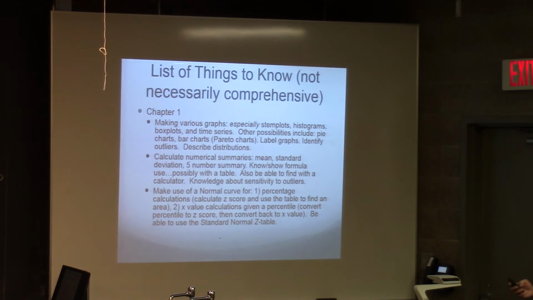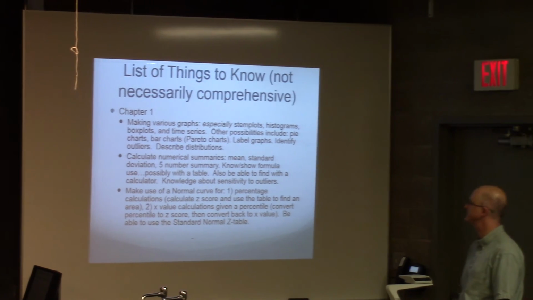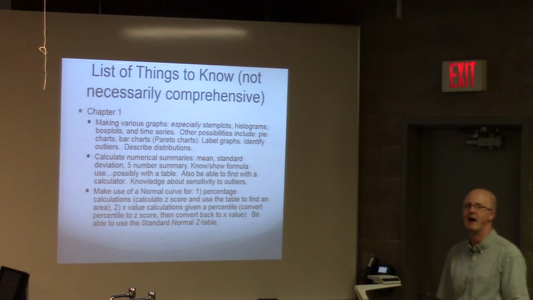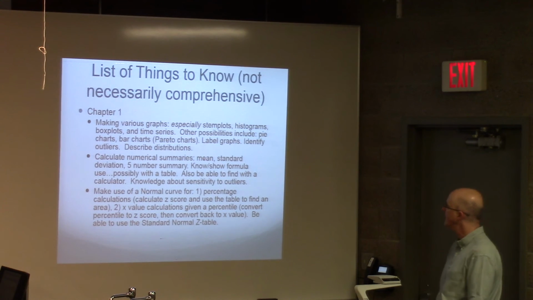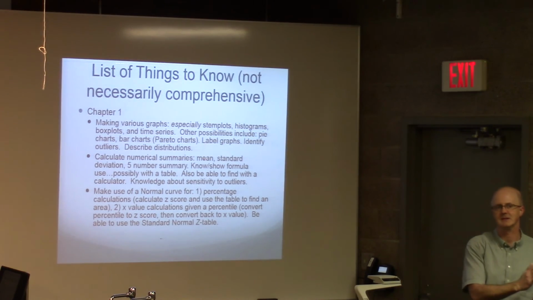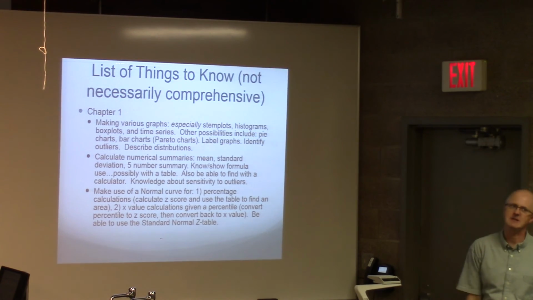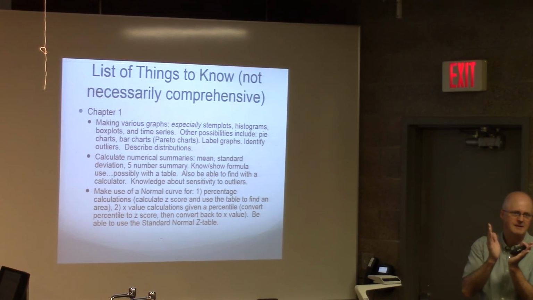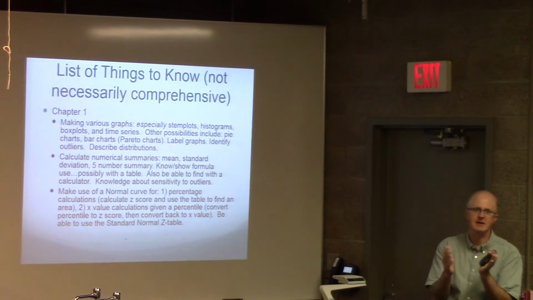You've got to be able to make lots of different kinds of graphs, especially stem plots, histograms, box plots, and time series. Those are the most common ones that I test people about. But you should be able to make pie charts and bar charts, Pareto charts, ordering the bars from highest to lowest. Bar charts are easier to make. Pie charts are tricky because it's hard to get the angle right. If I had you make a pie chart, I'd probably help you.